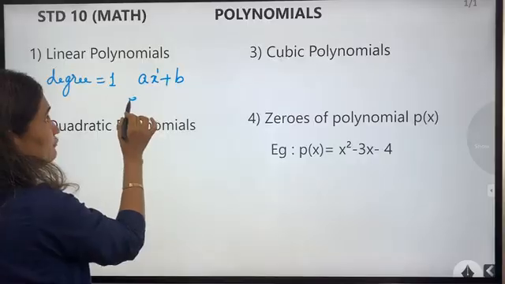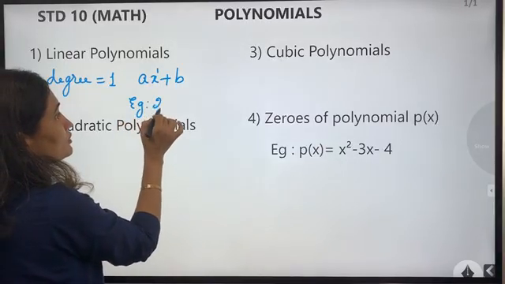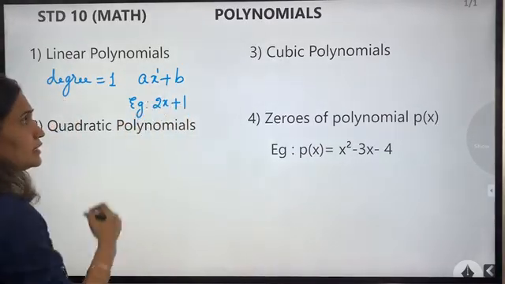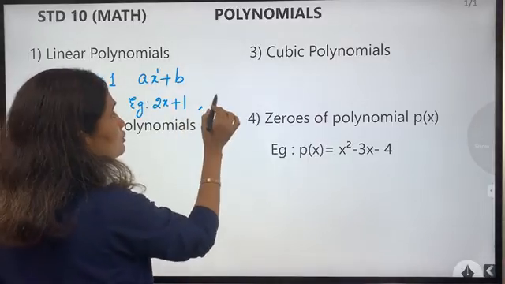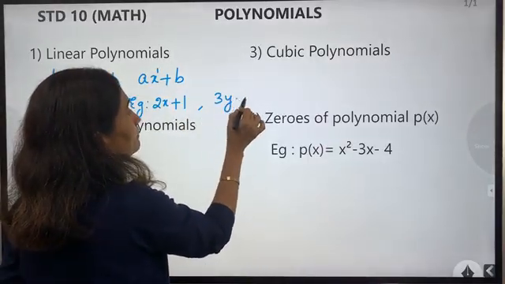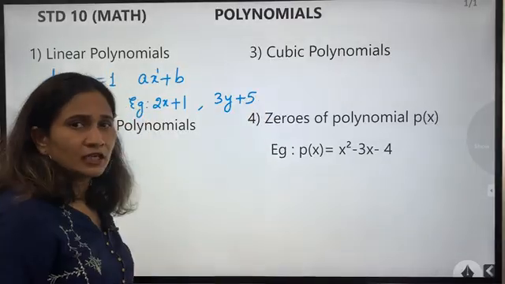For example, I can give you 2x plus 1. It is a linear polynomial. I can also say 3y plus 5. This is a linear polynomial.